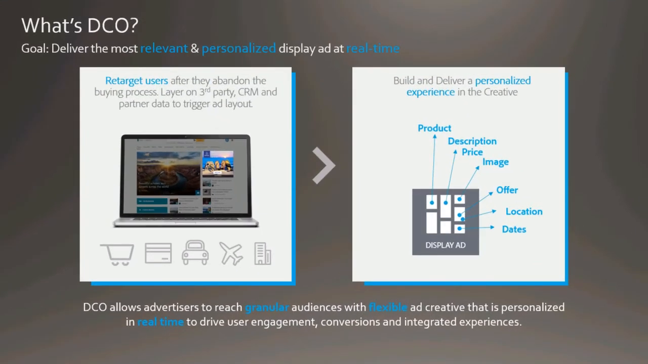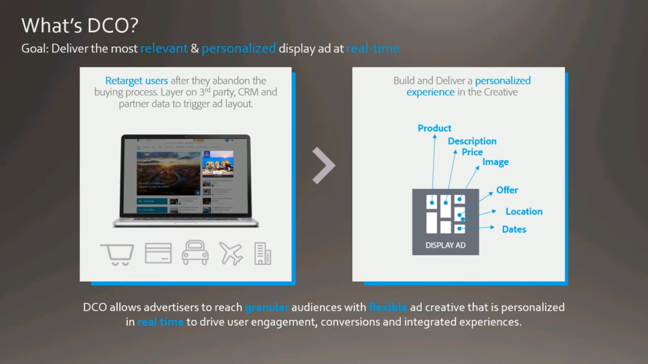So what is DCO? DCO allows an advertiser to deliver a personalized ad experience in real time to drive user engagement and performance. It can be used across the marketing funnel, including lower funnel tactics like retargeting and retention programs, to upper funnel tactics like awareness and prospecting campaigns. The most common use case for DCO is retargeting, and it's really popular with retail and travel advertisers. But DCO can be used for any vertical.